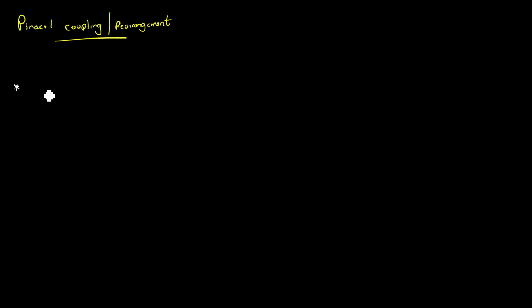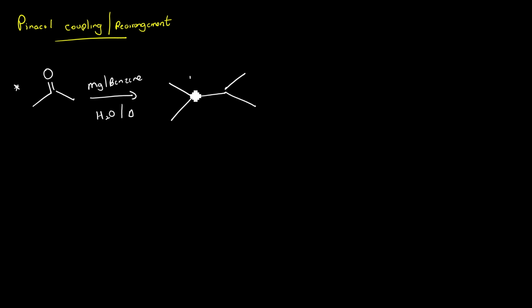First, you need to understand this reaction. Let's take a ketone. Here you have a ketone. If you add magnesium with benzene, with water, and you heat it, then you can obtain this particular product. You are going to add two of these molecules together with two OH groups here. So this is a diol.